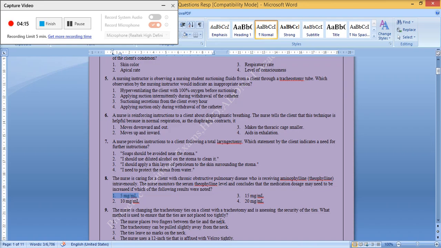The nurse is changing the tracheostomy ties on a client with a tracheostomy and is assessing the security of the ties. What method is used to ensure that the ties are not placed too tightly? 1. The nurse places 2 fingers between the tie and the neck. 2. The tracheostomy can be pulled slightly away from the neck. 3. The ties leave no marks on the neck. 4. The nurse uses a 12-inch tie that is affixed with Velcro tightly. The correct answer is 1. The nurse places 2 fingers between the tie and the neck.